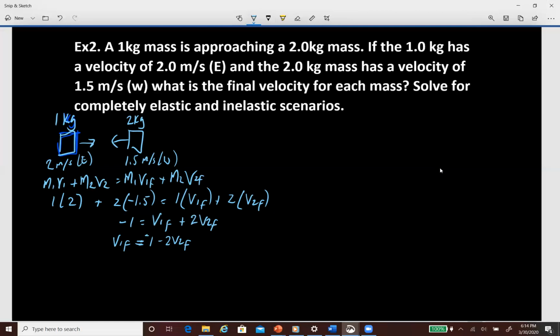Okay, so minus 1 minus 2v2f. Now that's equation 1. The same thing as we talked about before, the energy is conserved. So we can say, and we know that from the previous example, if you remember, we factored out the half. So m1 v1 squared plus m2 v2 squared is equal to m1 v1f squared plus m2 v2f squared.